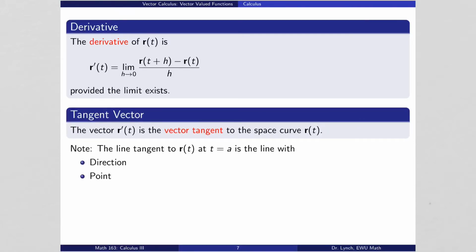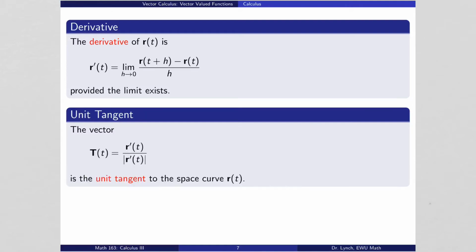The vector r prime of t is called the tangent vector to the space curve r of t. And of course, if you want to come up with a line tangent to that space curve, the line has direction given by the tangent vector and a point given by the vector at a. Of course, we've seen that a line in three-space is defined by a point and a direction. So that direction r prime of t plays the role of v in our equation of the line, and the point r of a plays the role of r naught.